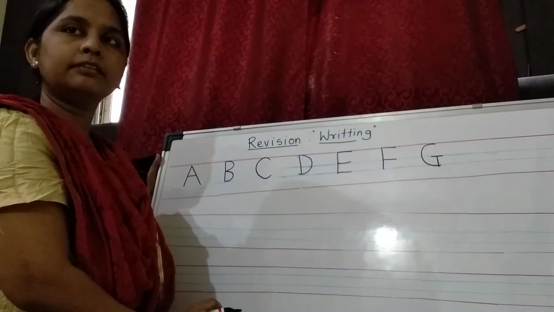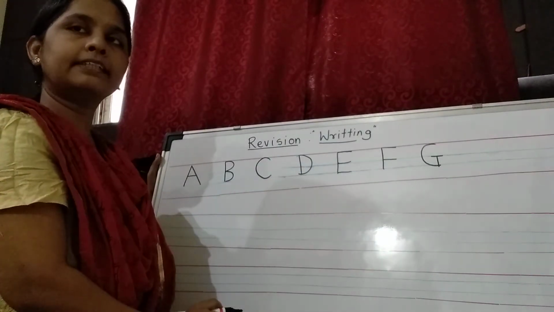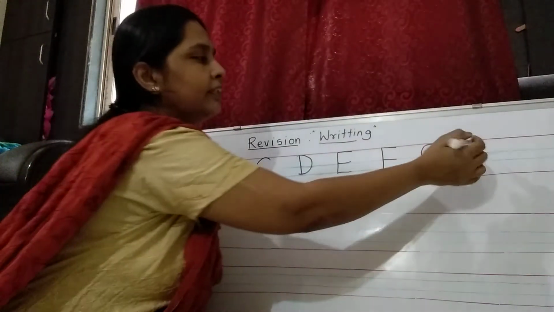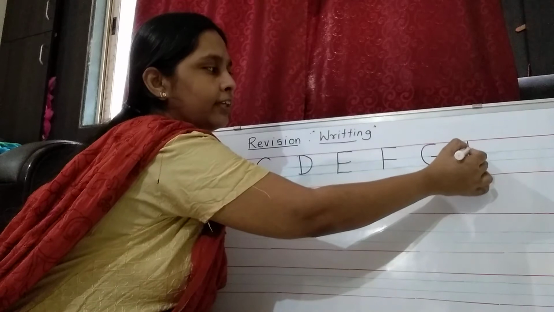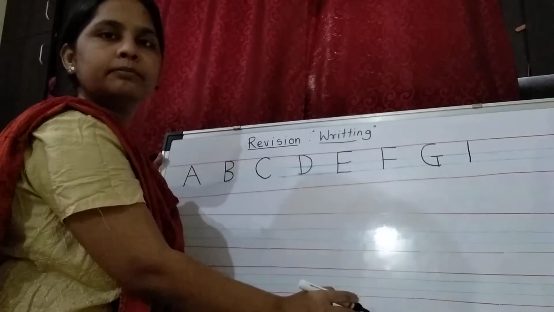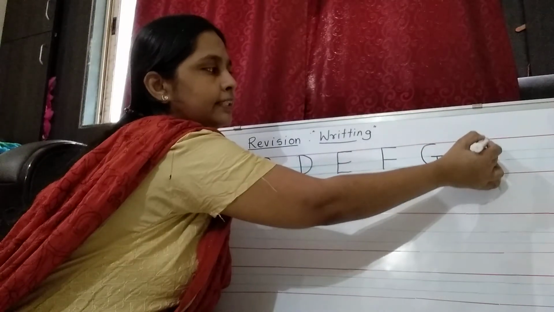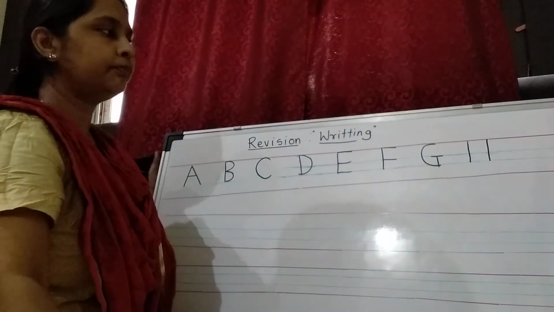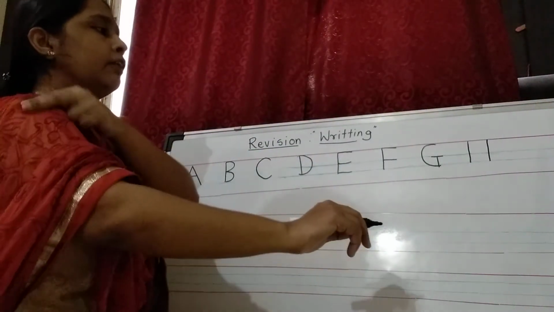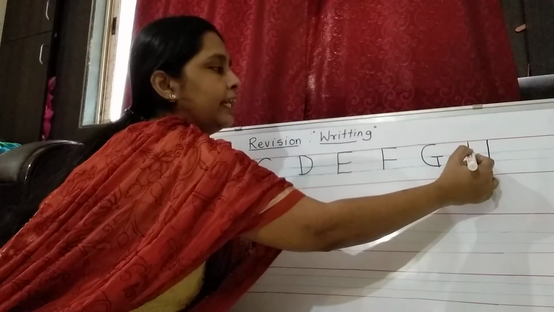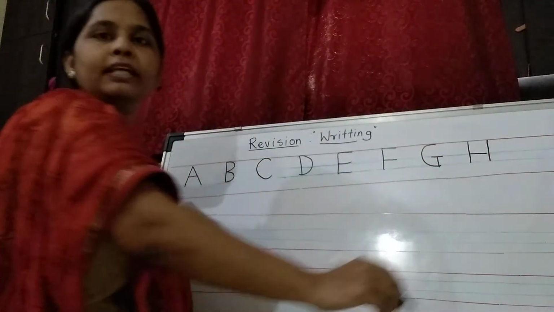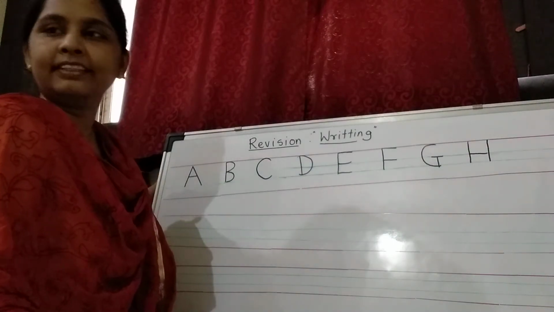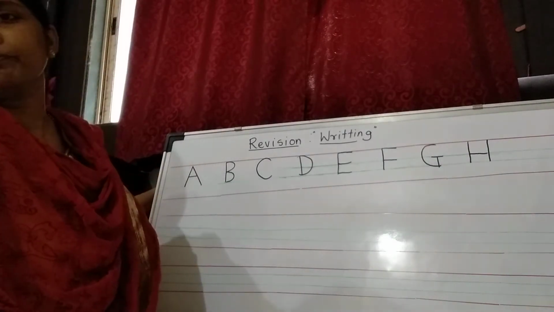Done, Chinmayi? Yes. So after G, what next letter is? H. Very good. So H is very simple. Again, red line. One standing line up to blue line. Okay, simple? Simple. And then you have to give a sleeping line. It becomes H. Done? Done, children? Show me.